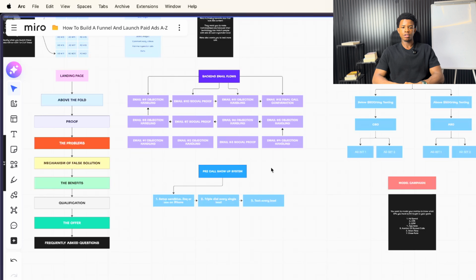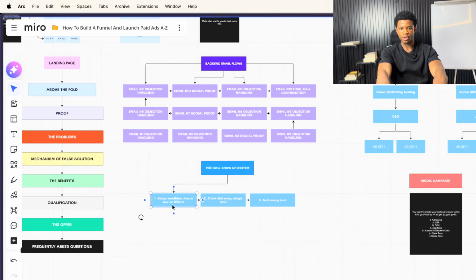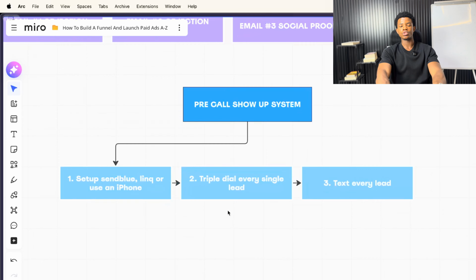Basically, you have to make sure that number one, you're dialing these leads. And before you even dial these leads, make sure you have some sort of blue text software, or use an iPhone to dial these people. It's going to increase your pickup rate. You can use something like SendBlue, Linq, or you have an iPhone, right? So you're going to triple dial every single lead.